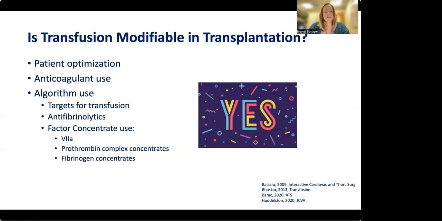Antifibrinolytics, aprotinin has been historically shown to reduce bleeding in this population. No longer available in the United States, unfortunately. So things like TXA and Amicar can be explored, particularly in patients who require MCS. Factor concentrate use is also supported, particularly in the Markson et al. document that's just been published around anesthesia guidelines, that factor 7A, prothrombin complex concentrates, and fibrinogen concentrates, if they're available, are a great alternative to a large volume FFP transfusion.